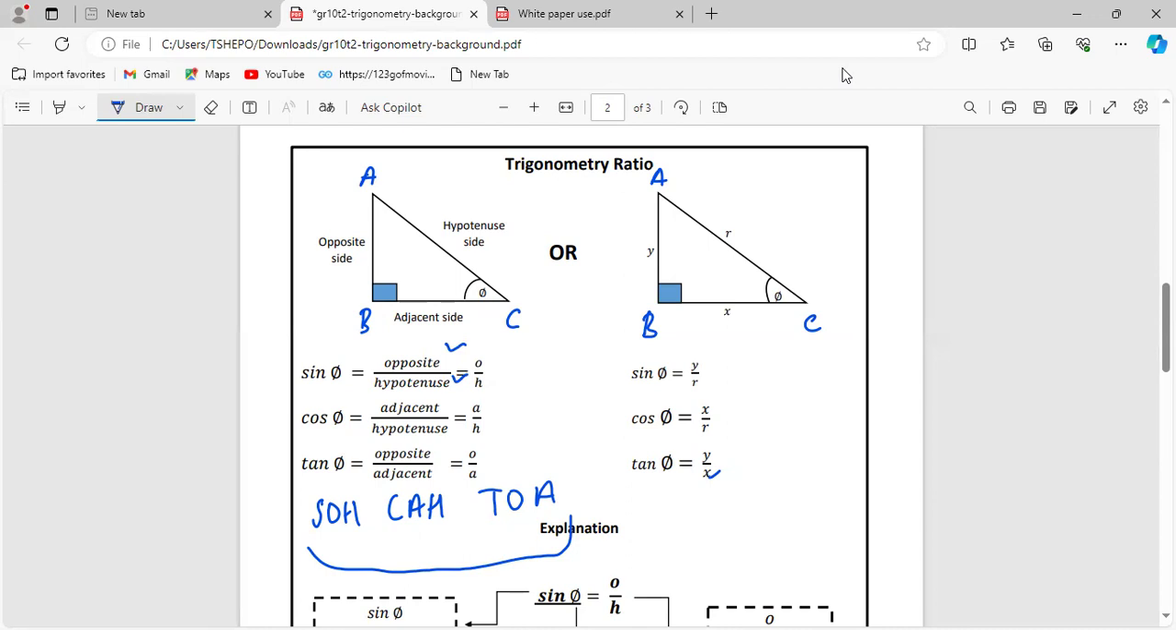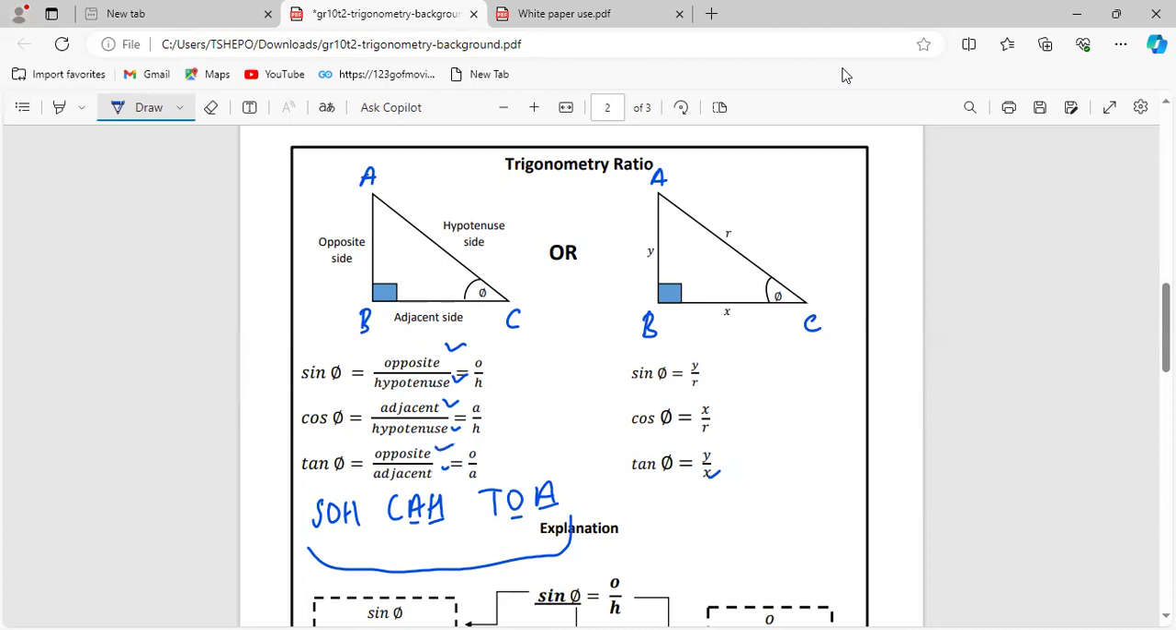Now let's talk about cos. Cos is adjacent over hypotenuse. You see that? Now let's use tan. Tan theta, tan alpha, tan phi, tan omega, tan whatever, means we're going to use opposite over adjacent.